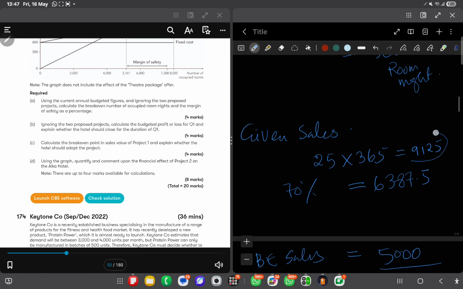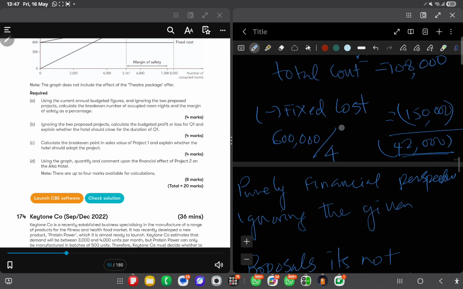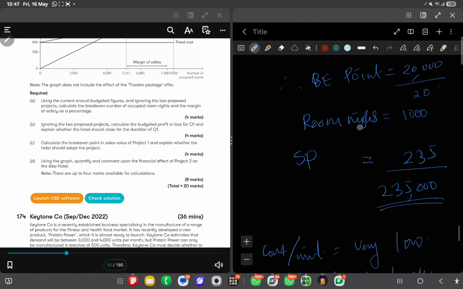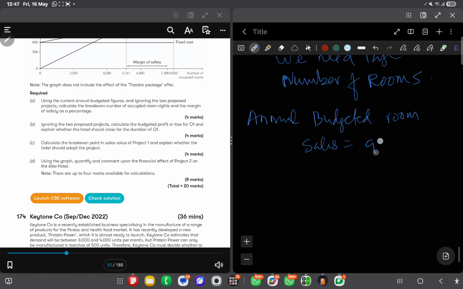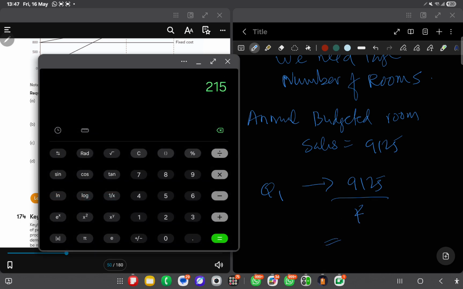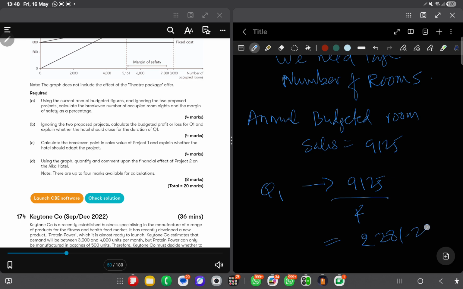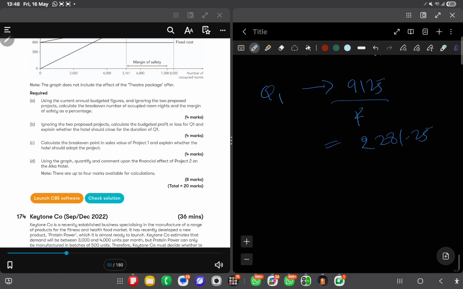9,125. That's our budgeted sales for the year. So then for quarter 1, it will be 9,125 divided by 4. So I am having 2,281.25. And they also say that your existing usual customers will continue to occupy the rooms.